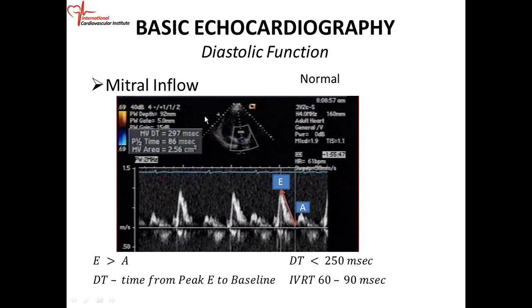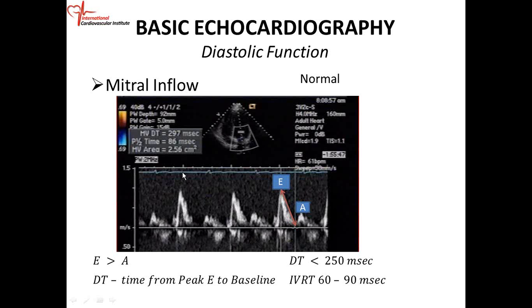And this is what it looks like. So when you do your actual echo, you have your two-dimensional image on top. And you have your cursor sample volume at the tip of the mitral leaflet, and you just press pulse wave Doppler. Remember, the mitral inflow is pulse wave Doppler. You have to remember that.